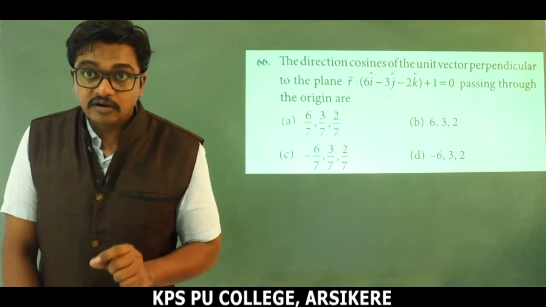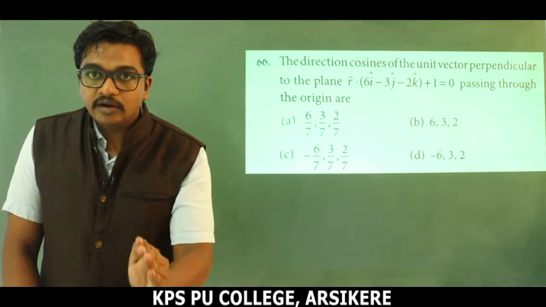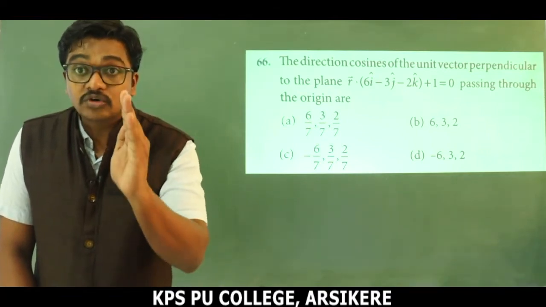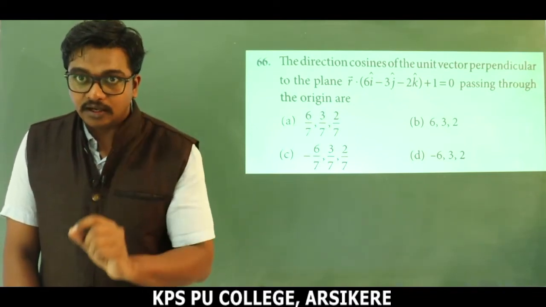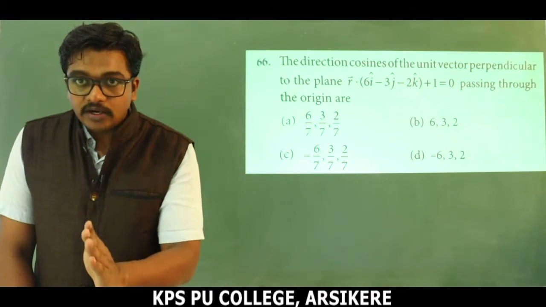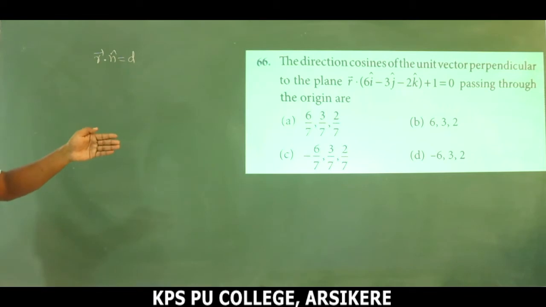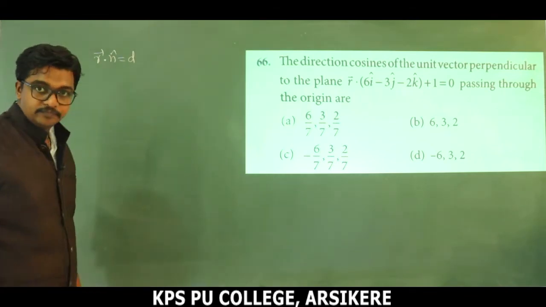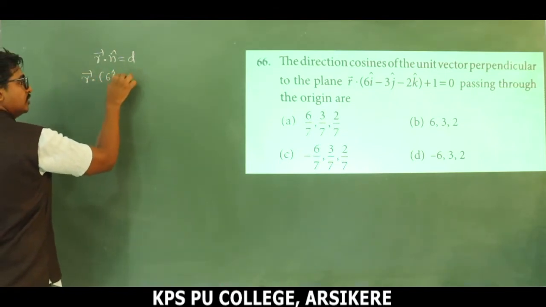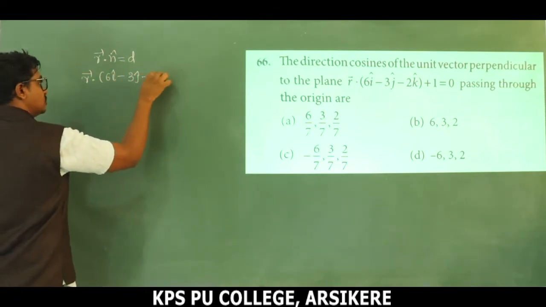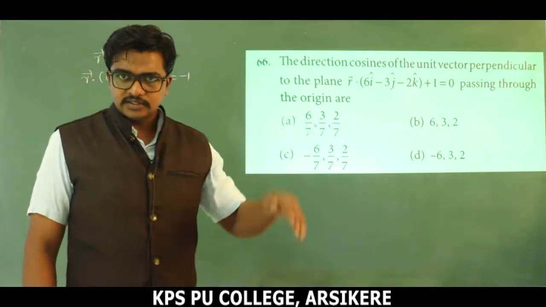This is derived from the origin, so the scalar components of n cap represent the direction cosines, because n cap is a unit normal vector. First you have to convert the given equation of the plane to this form. So we have vector r dot (6i cap minus 3j cap minus 2k cap) plus 1 is equal to 0. Taking 1 to the right side, that becomes minus 1.